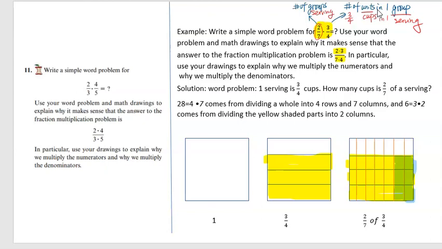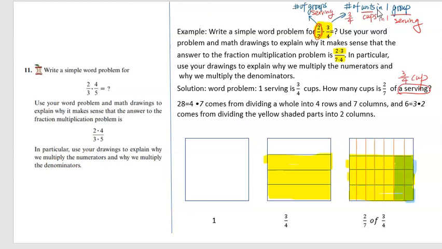And then how many servings? So you could say, again, the first number is the number of servings, and I had 2/7 of a serving. And how many cups is that? Or you can just say how many cups is 2/7 of a serving. And remember, 1 serving here is equal to 3/4 cup. So we're literally doing 2/7 of 3/4, which is the multiplication. And that's the word problem.